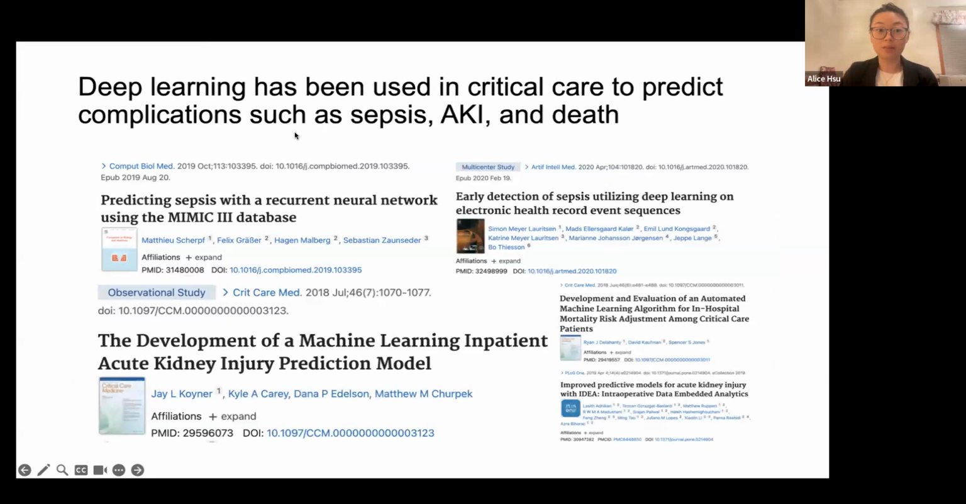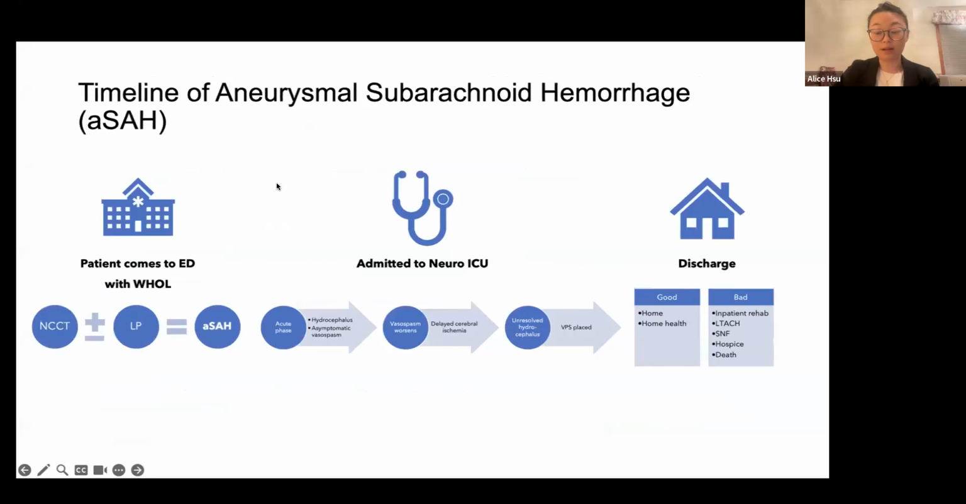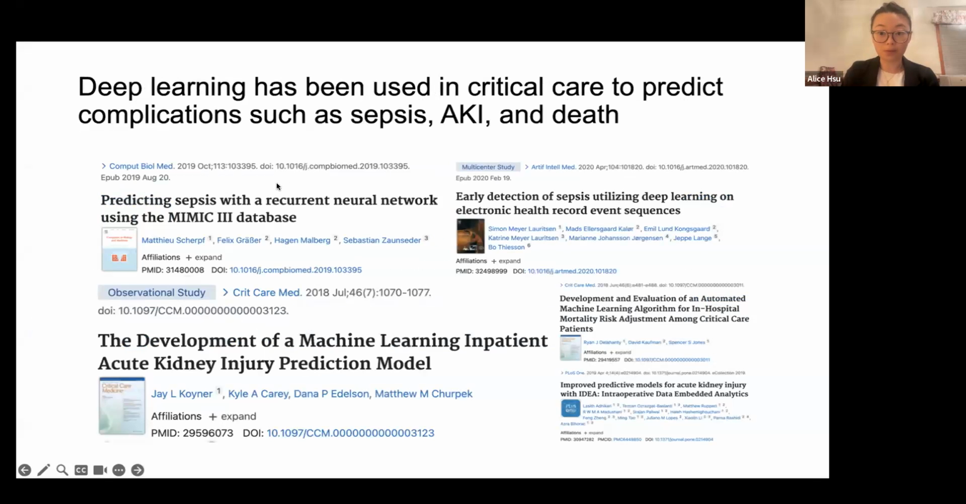So deep learning has been used in critical care in the past, mostly to predict sepsis, AKI, and death. And this is just a sampling of papers that I found from a brief search. For the most part, these papers train models based only on EMR data. Or if they included imaging, they included scores derived from imaging data that aimed to condense all that information into one simple digit so that they could include it into their model.